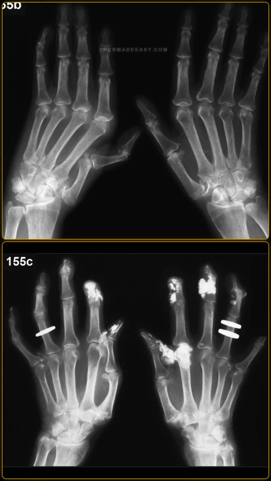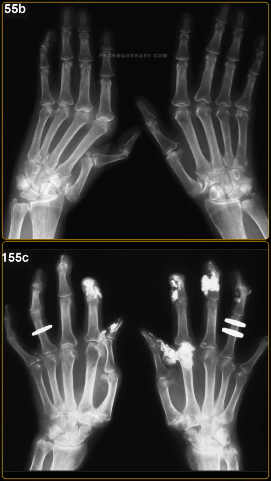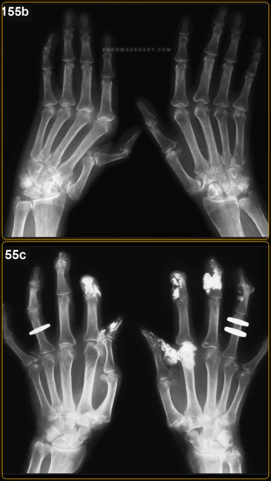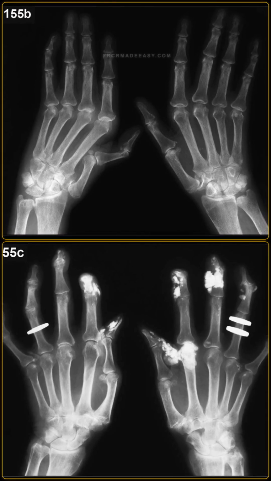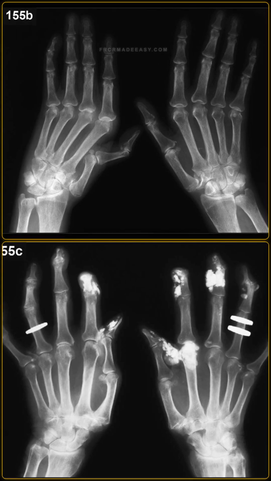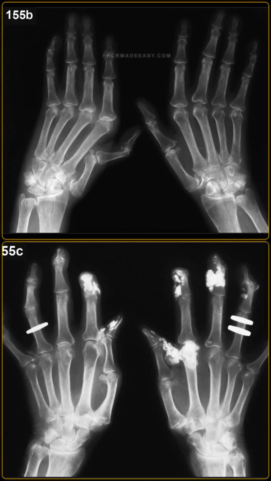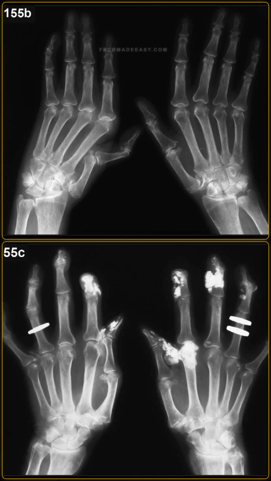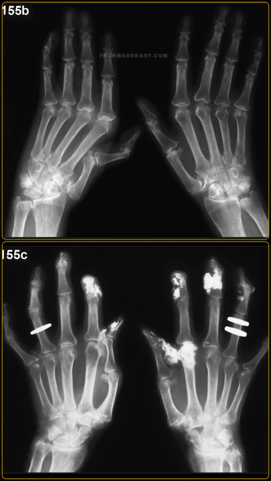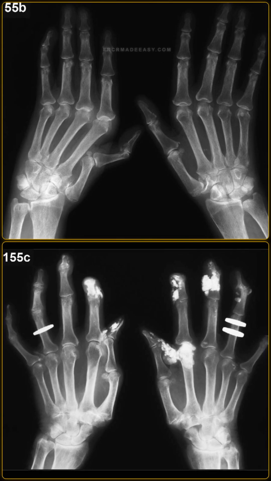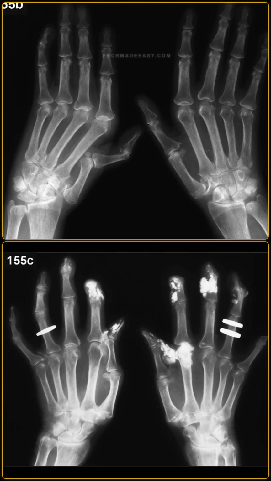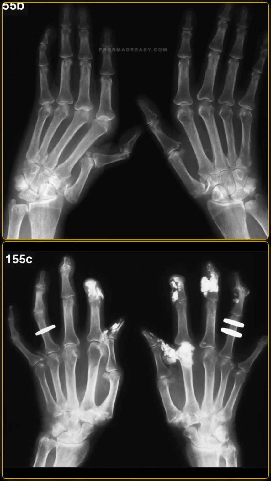I am showing you comparison hand radiographs from two different patients. Describe the findings and identify the diagnoses. The first comparison radiograph shows severe bilateral metacarpophalangeal and first carpometacarpal joint subluxations producing ulnar deviation of the digits, but with a complete absence of joint space narrowing or marginal erosions, consistent with Jaccoud's arthropathy.